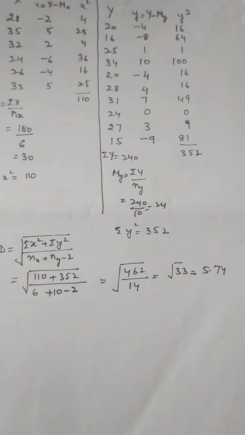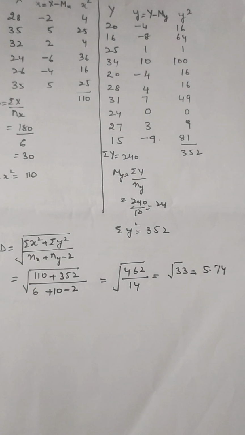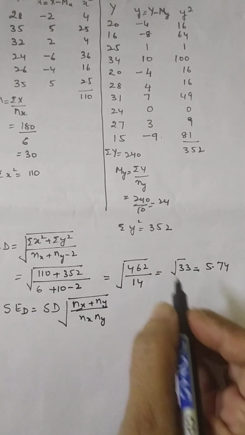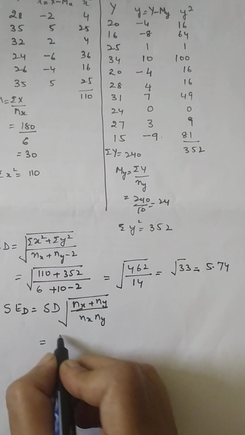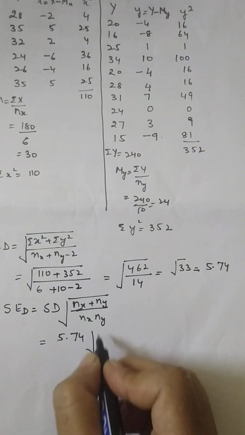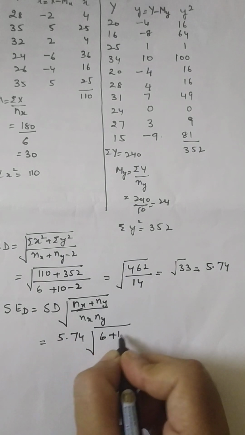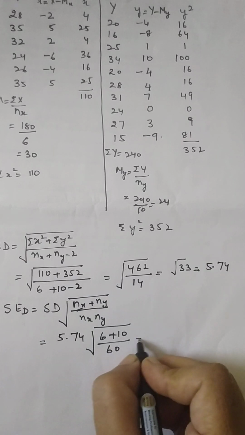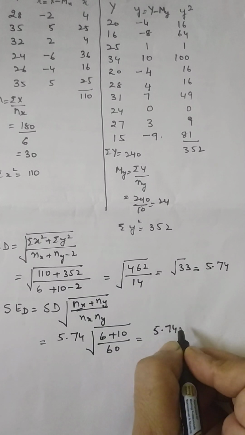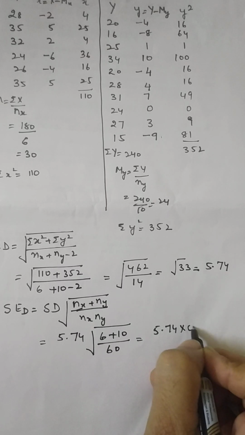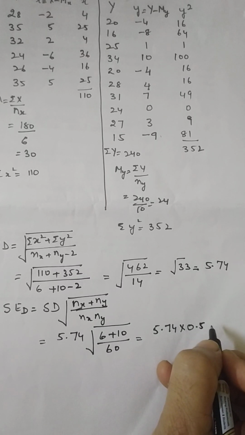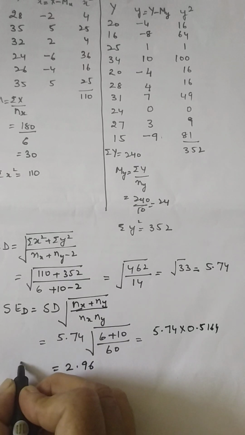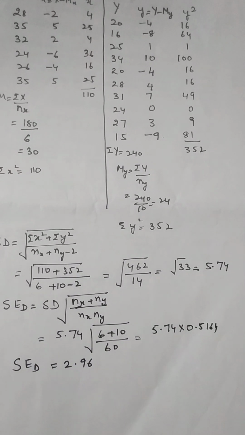So we will now calculate the standard error of difference. Standard error of difference can be calculated using this formula. We have already calculated SD. So this is 5.74 under root 6 plus 10 over 6 into 10. So this is 5.74, and if we do the calculation, it is 0.5164. So this is 2.96. So this is how we calculate the standard error of difference.